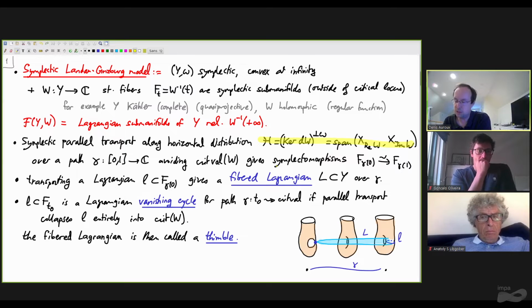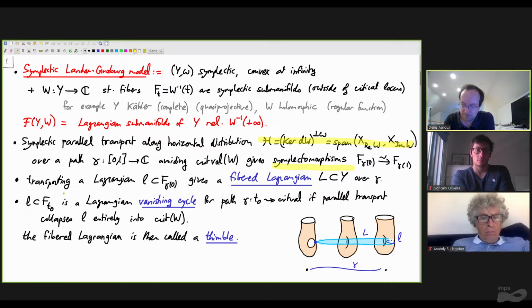And this always induces symplectomorphisms between the smooth fibers. So almost by definition, we will call a fiber singular if this doesn't happen. This can happen either if it's actually singular, or if there are also accidents, I would say, hiding in the topology at infinity, places where the parallel transport diverges.